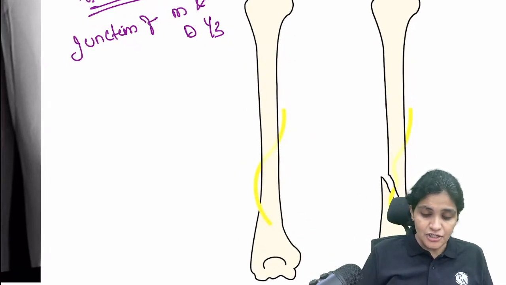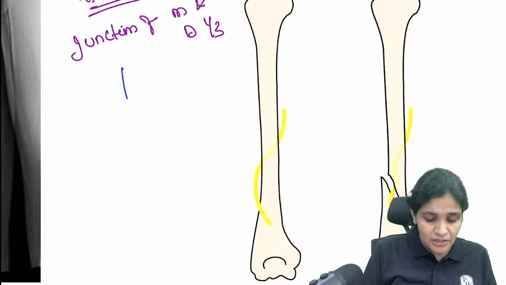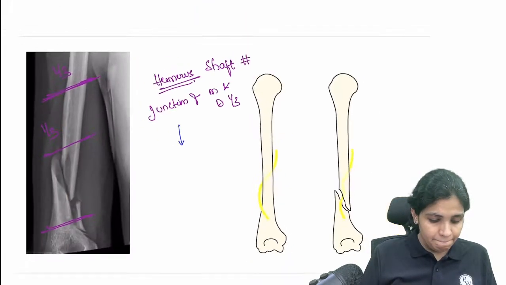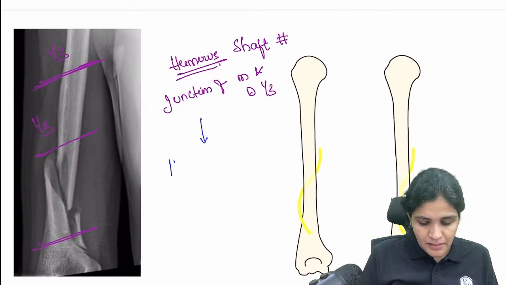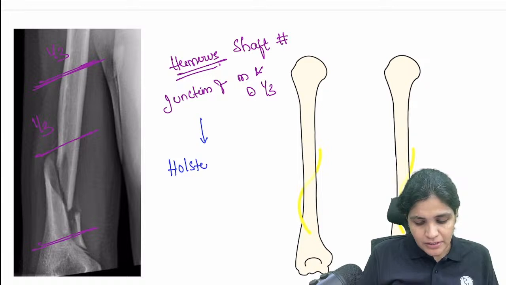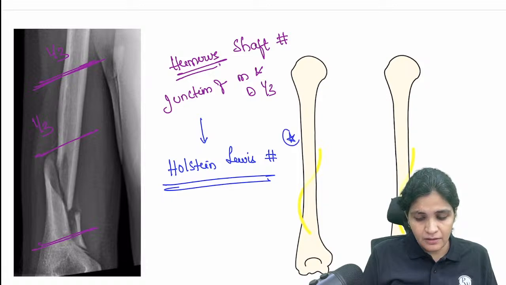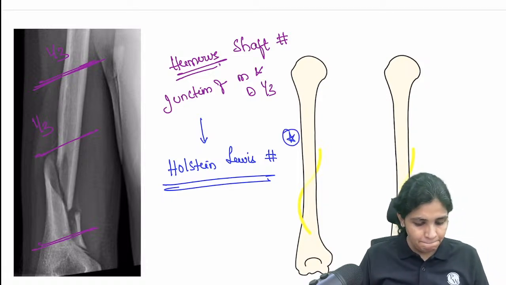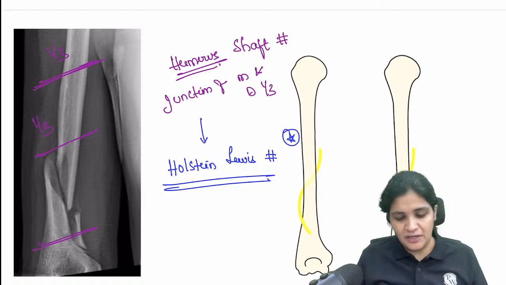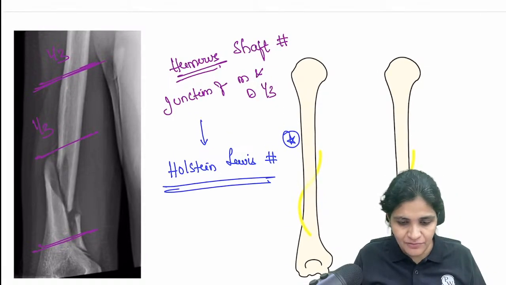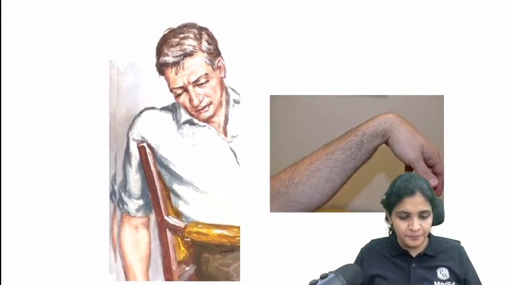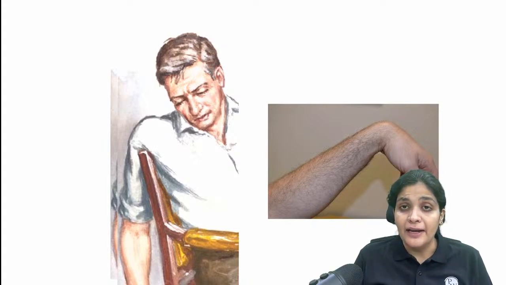You can see there is crushing of this radial nerve. So what is this fracture called? This is Holstein-Lewis fracture. Okay. Yes, very good. Holstein-Lewis fracture. Just now we have told you, right? And what is this? One more classical example of your radial nerve palsy.